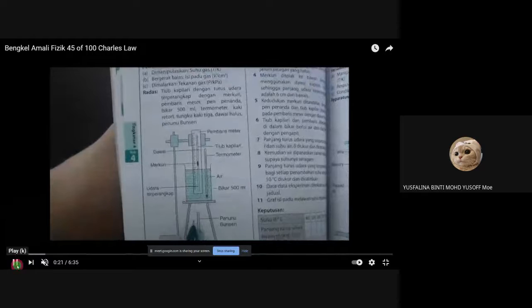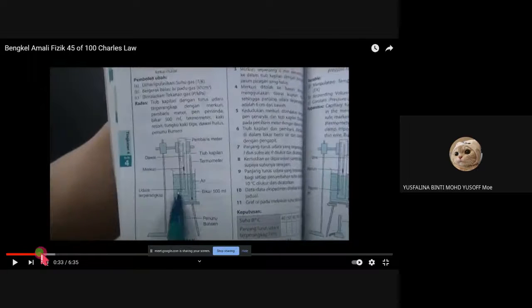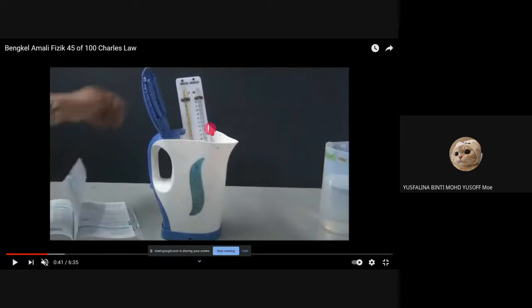Okay, actually, this is the experiment that you have to do in the lab. But this one, they use a kettle to heat up the capillary tube. So we see this is the experiment that we should do. So this is the capillary tube, right? And this is the kettle.